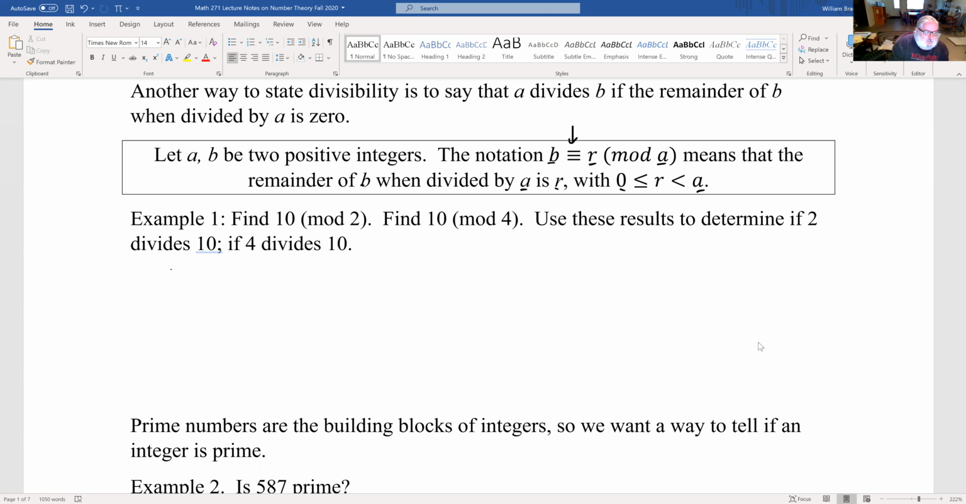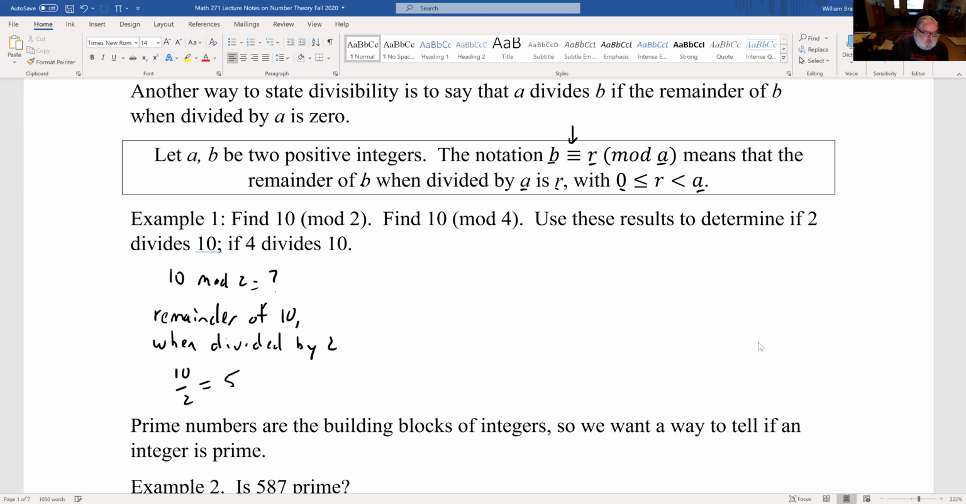So 10 mod 2 equals what? Well, this is asking for the remainder of 10 when divided by 2. But 10 over 2 equals 5 exactly, or 10 can be written as 2 times 5 plus 0. That's my remainder. So 10 mod 2 equals 0 because there's a remainder of 0.